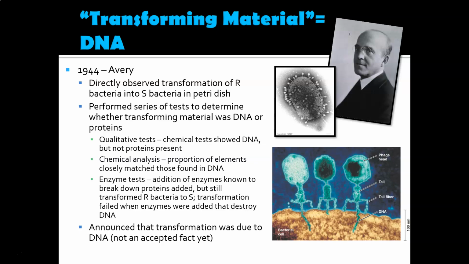By the time we get to 1944, there's enough consensus that genetic information that is passed from parent to offspring that connects their characteristics together had to be one of these two macromolecules, right? So DNA or protein. And so Avery's running all sorts of tests, qualitative tests showing it's DNA, chemical analyses, proportions of elements showing that it's DNA, enzyme tests showing that it's DNA. He announces to the world that this transforming material is DNA, and most people laugh at him.